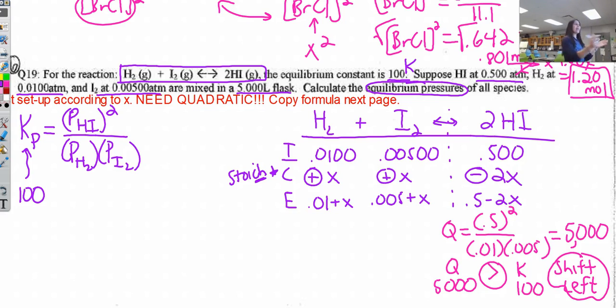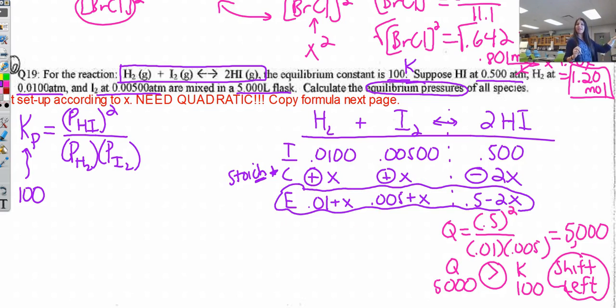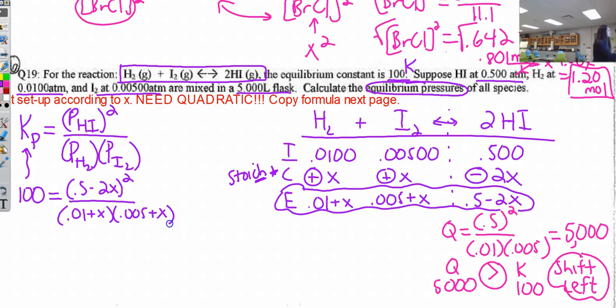All right, so now that I have my equilibrium values, well, now I can plug it into my expression, okay? And then I can solve for X. So I've got 100 is equal to my HI squared, so (0.5 minus 2X) squared, divided by my H2, which is (0.01 plus X), times (0.005 plus X). And now I have this set up where a lot of your calculators, you can plug this right in and be able to solve for X using your graphing calculator. Okay.